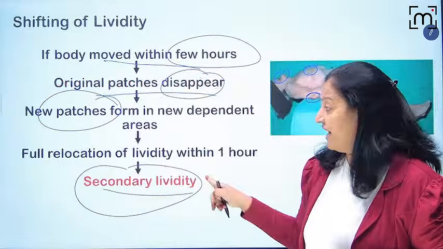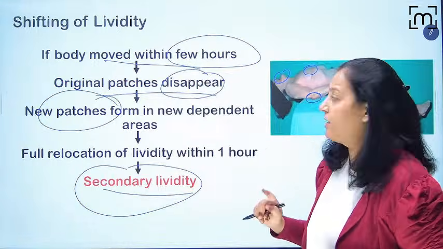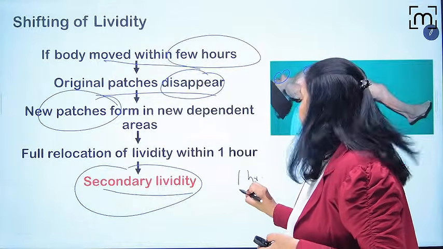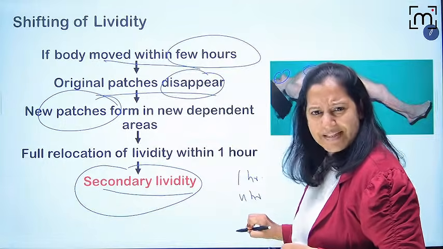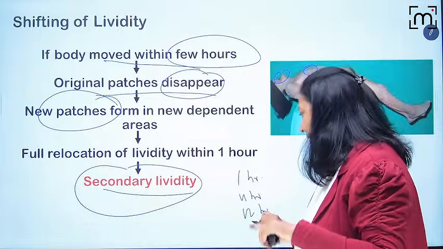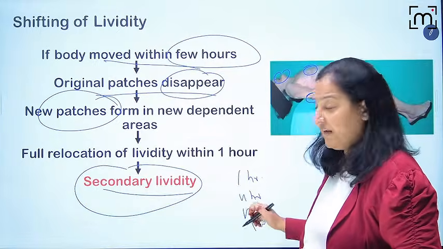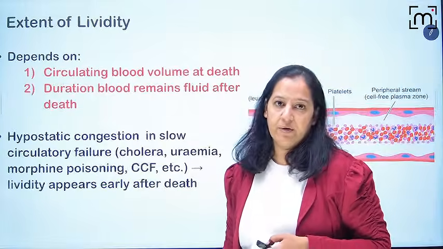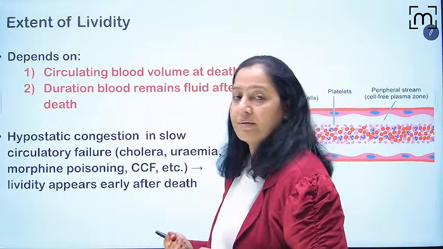Lividity can be shifted as long as it is not fixed. I told you after 1 hour it starts becoming visible. In 4 hours it is well established. In 12 hours it becomes maximum and remains there till putrefaction. But if the body is shifted in the initial hours, it will shift its position. That is the shifting of lividity. Please understand all these points.